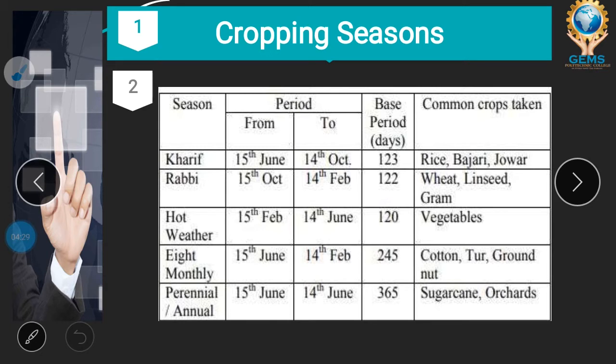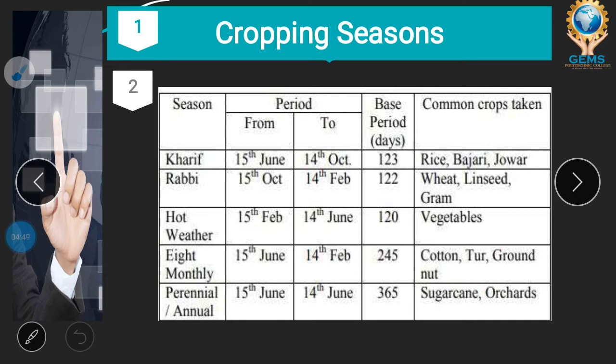Next, we are going to move to the Rabi season. What is the Rabi season? The Rabi season means the crops which are grown during the winter season. That is from 15th October to 14th February. So the base period is almost around 122 days. What type of crops are grown? That is wheat, linseed and gram. And pulses also.